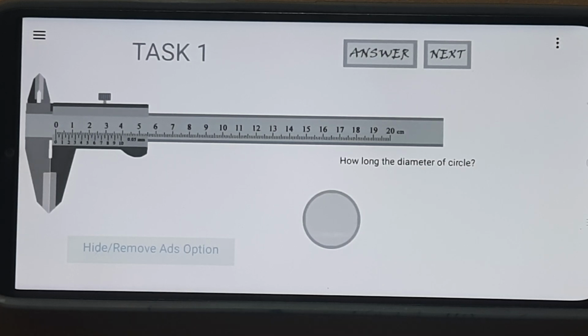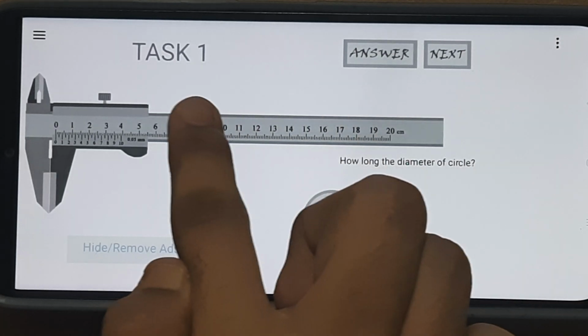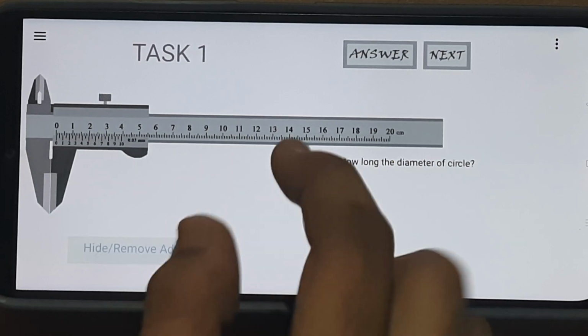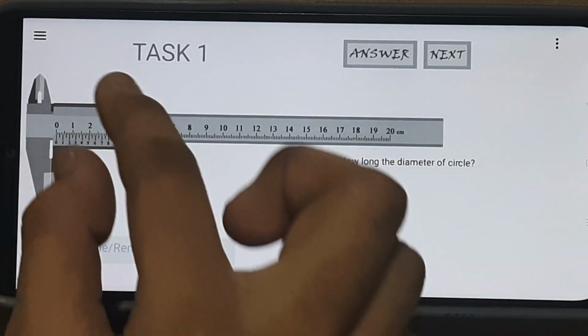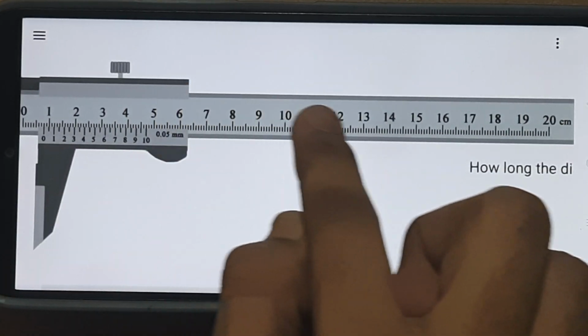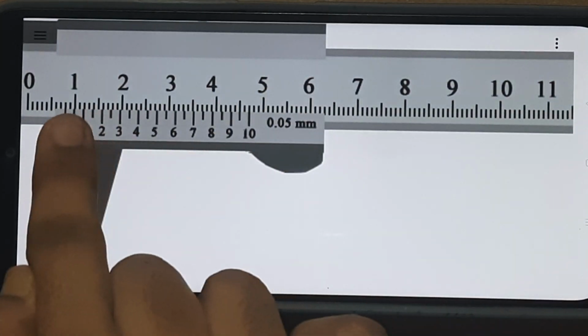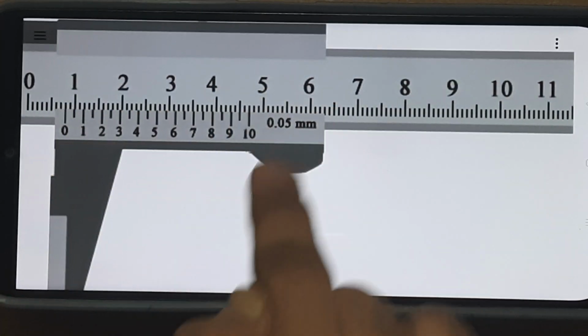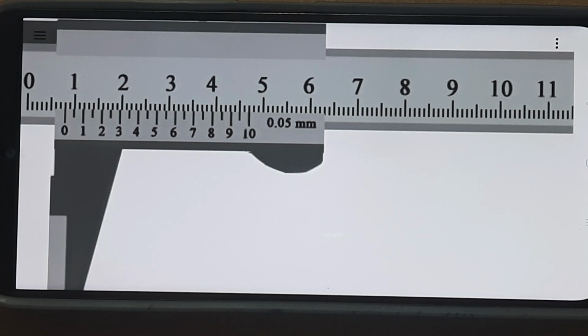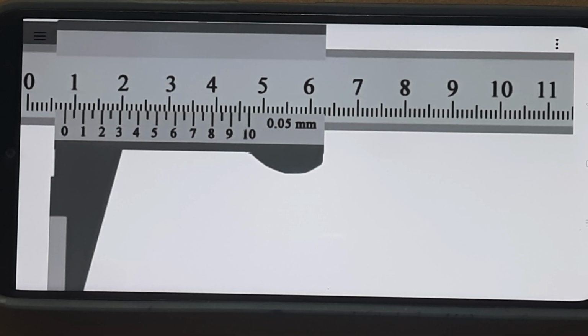This Vernier caliper consists of a main scale and a Vernier scale. This main scale is just like our normal scale, and this scale, which consists of very small divisions, is called the Vernier scale. A Vernier scale contains very small divisions. Main scale is just like our normal scale, and each division in the main scale is equal to 1 millimeter.